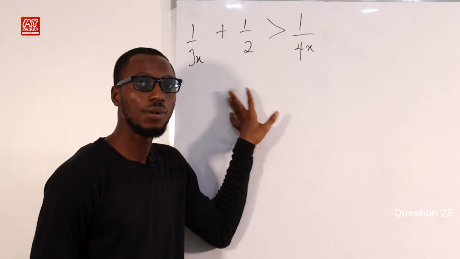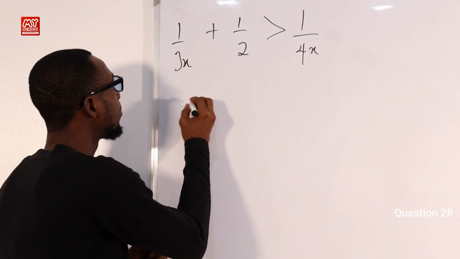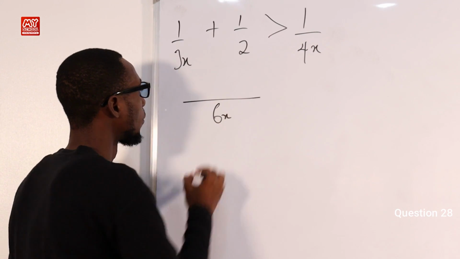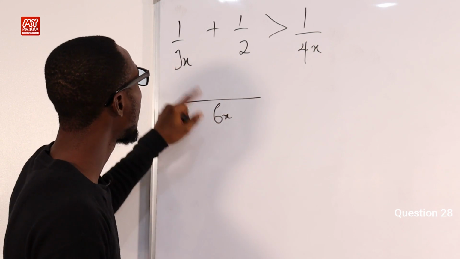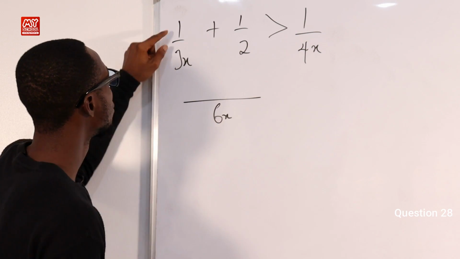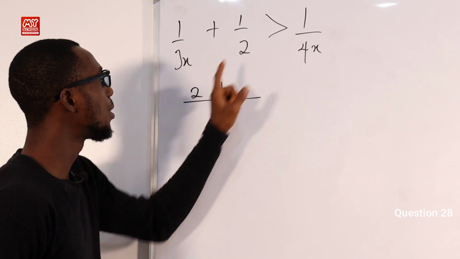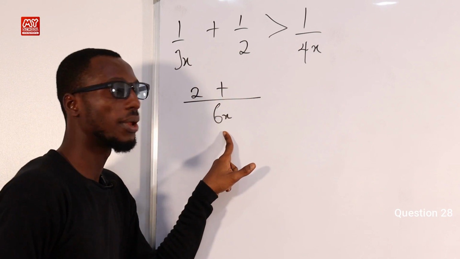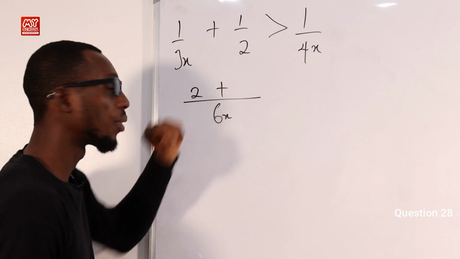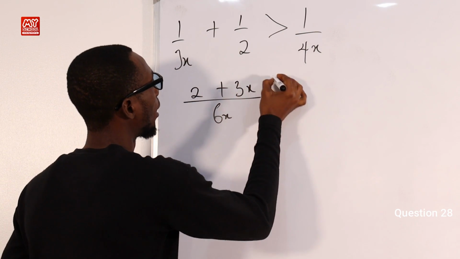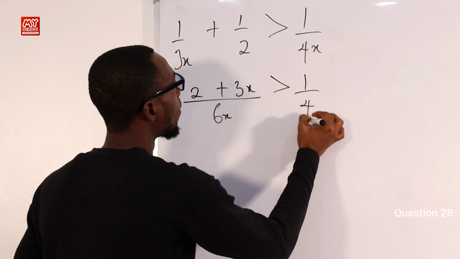Then what we have to do for the left hand side, we find the LCM, which is 6x. 3x in 6x, we have 2. 2 times 1, we have 2, plus 2 in 6x, rather, we have 3x. Multiplies 1, we have 3x. Greater than 1 over 4x.